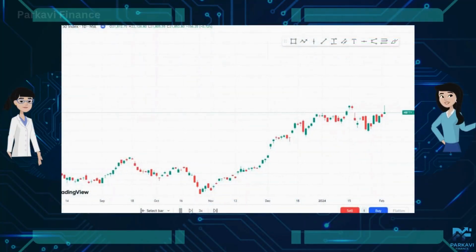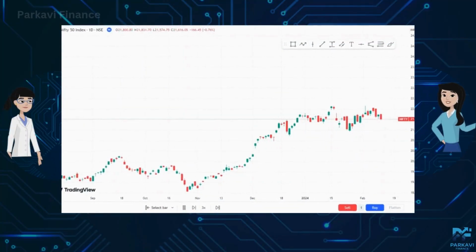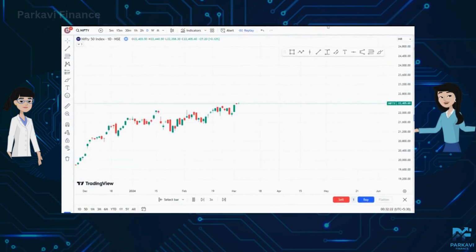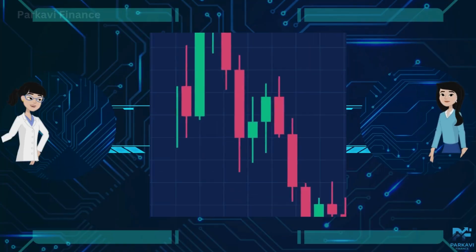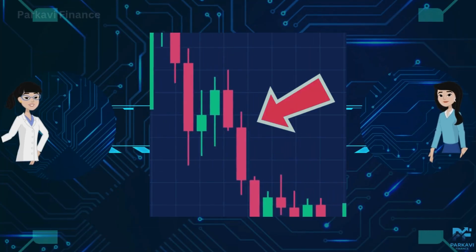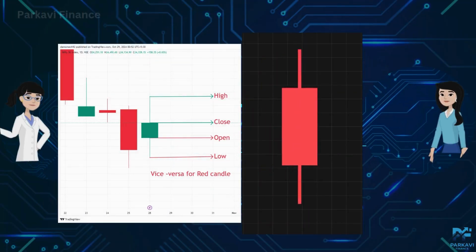Hey Parkavi, I've been hearing a lot about these candlestick patterns in the stock market, but I really don't get how they work. Can you explain it? Sure, Tamilini. Candlestick patterns are a visual way to represent the stock market's daily price movement. They show the market's open, high, low, and close prices for the day.